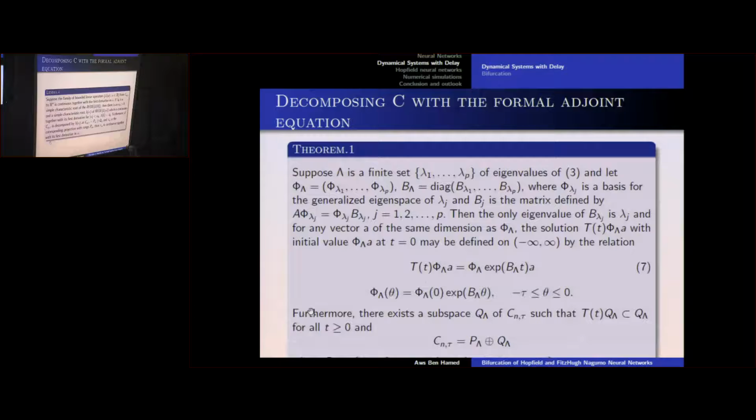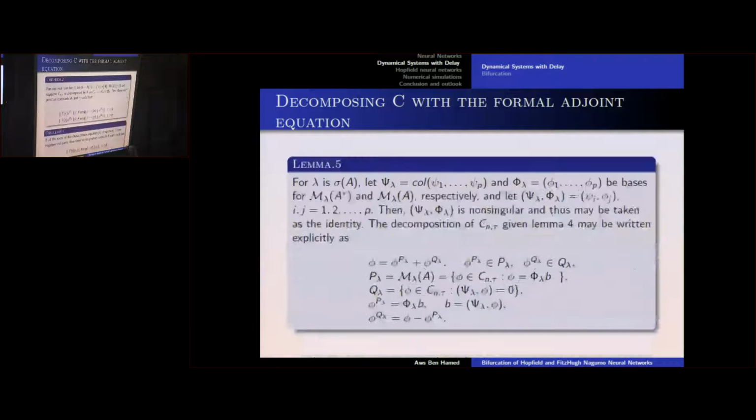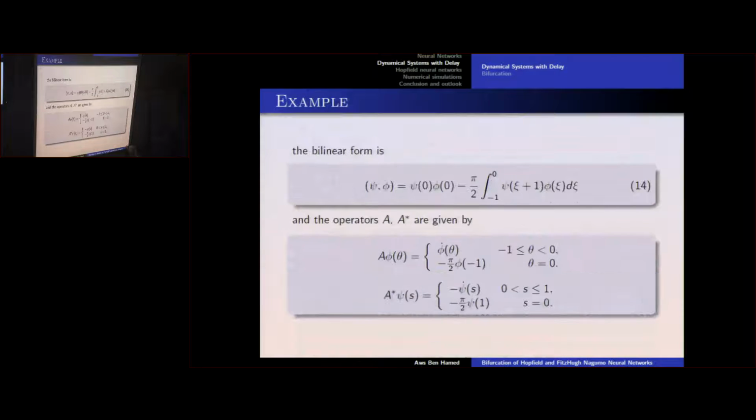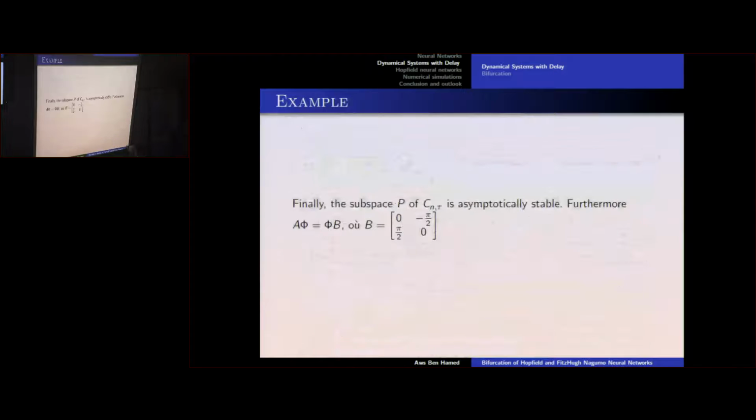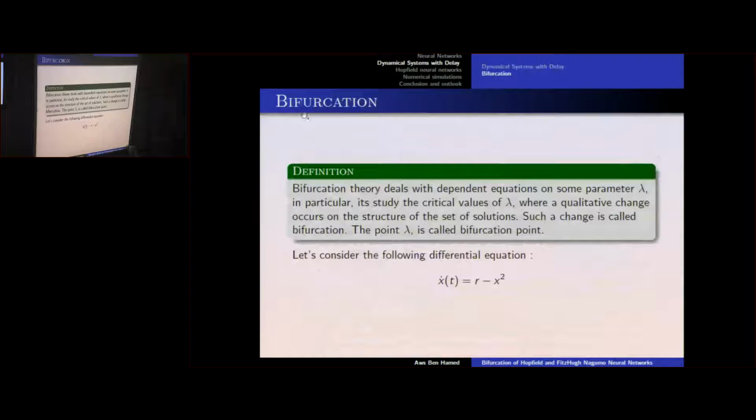And we have here some theorem. Quickly I will go to the second part, which is the bifurcation. What's a bifurcation? Bifurcation deals with equations that depend on some parameter lambda. In particular, it studies the critical value of lambda where a critical change occurs in the structure of the set of solutions. Such a change is called a bifurcation. The point lambda is called the bifurcation point.